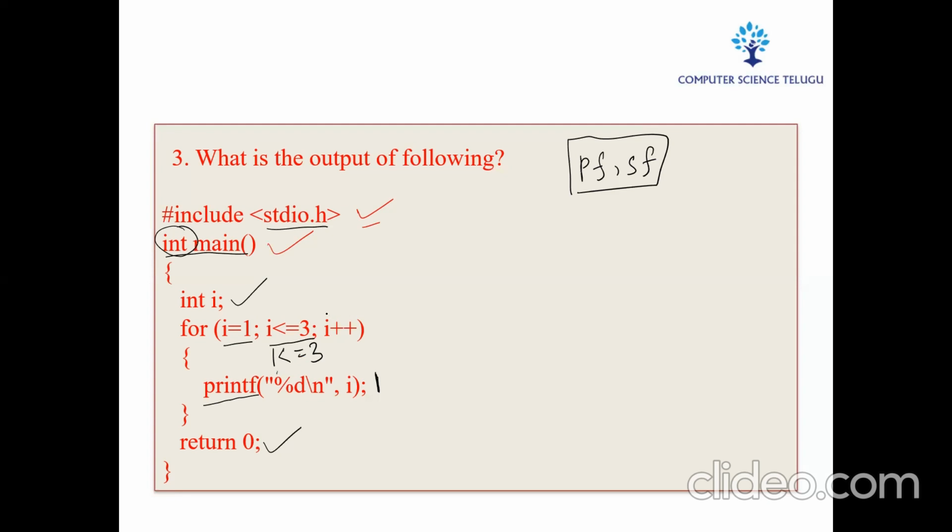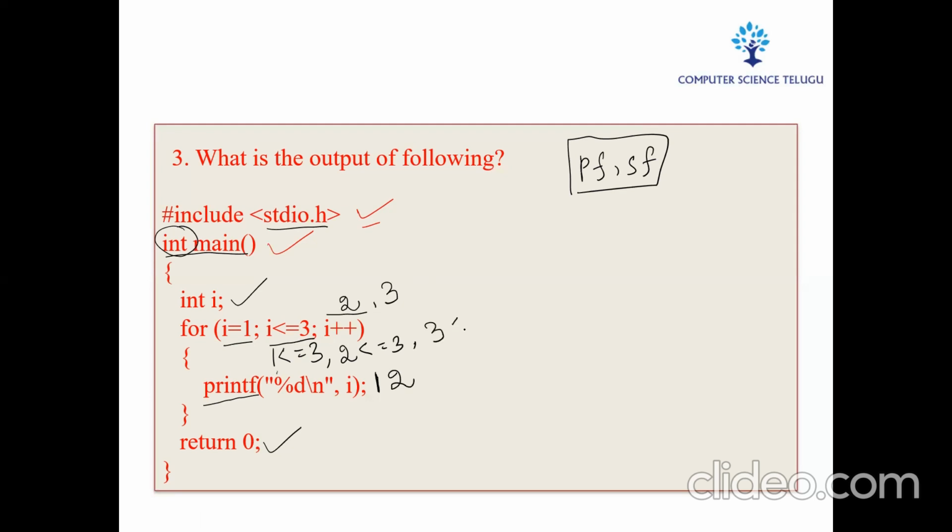Again, increment will take place, so now the i value is 2. Again it goes to the condition. So i value is 2, less than or equal to 3. The condition is true again, and it will print the value of i, that is 2. Again i will be incremented by 1. The previous value of i is 2, now it will increment by 1, that is 3.